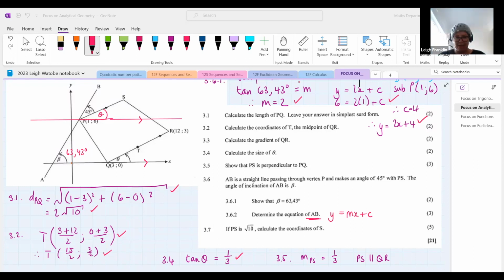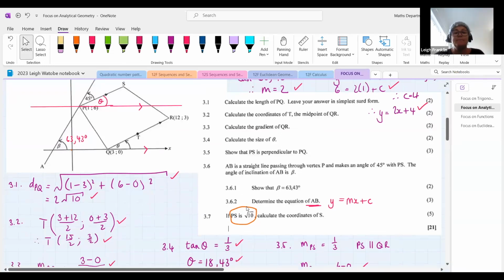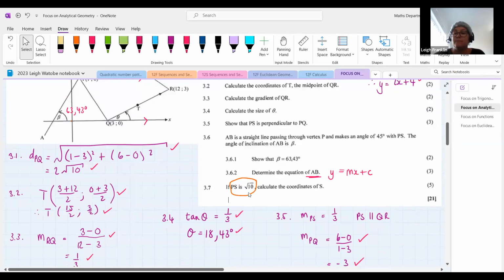In this case, they're telling us if PS equals 10, calculate the coordinates of S. They're giving us a vital clue here. What are they actually saying to us when they tell us that PS is equal to 10? How do they want us to use that information? Anyone got any ideas? What does this mean for us? What do they want us to do? There we go. Good. So they want us to use the distance formula. That is 1 equation. They're dropping some major hints here.